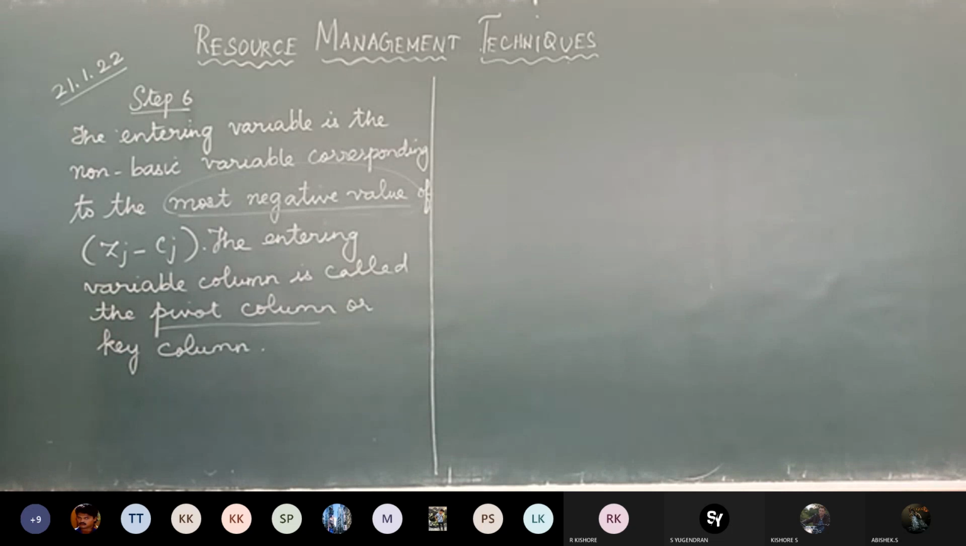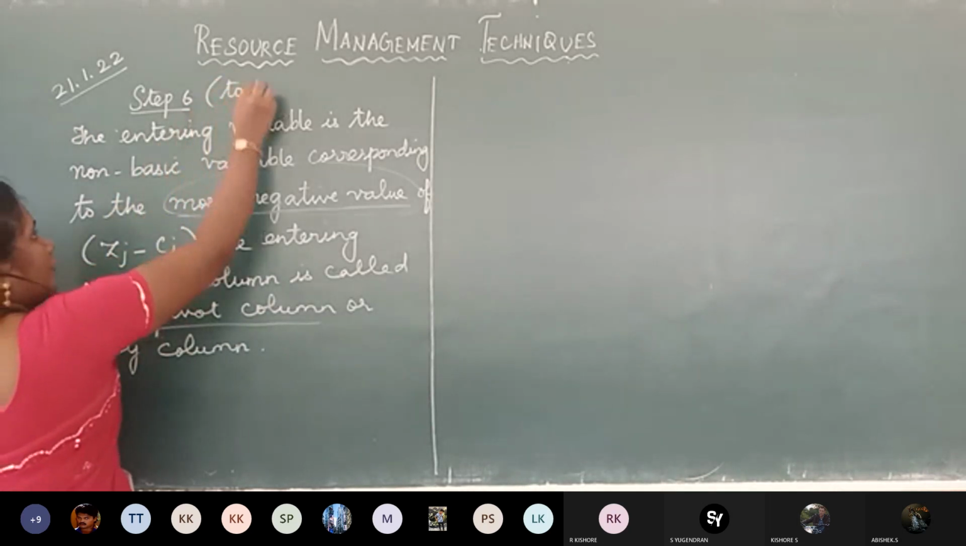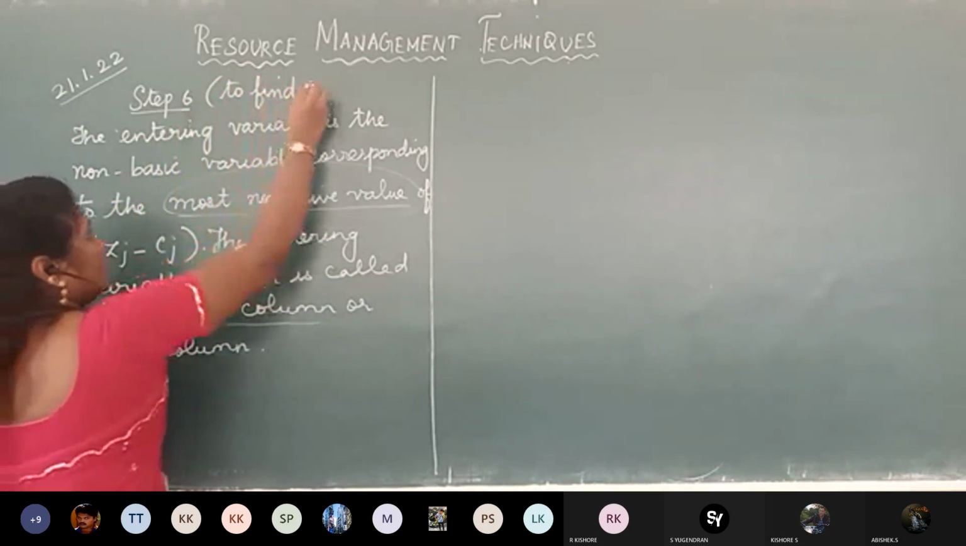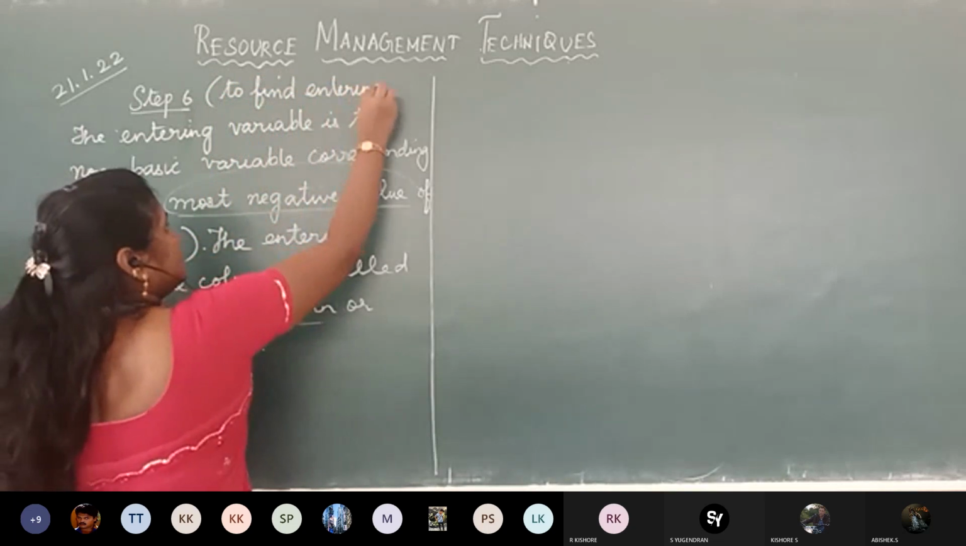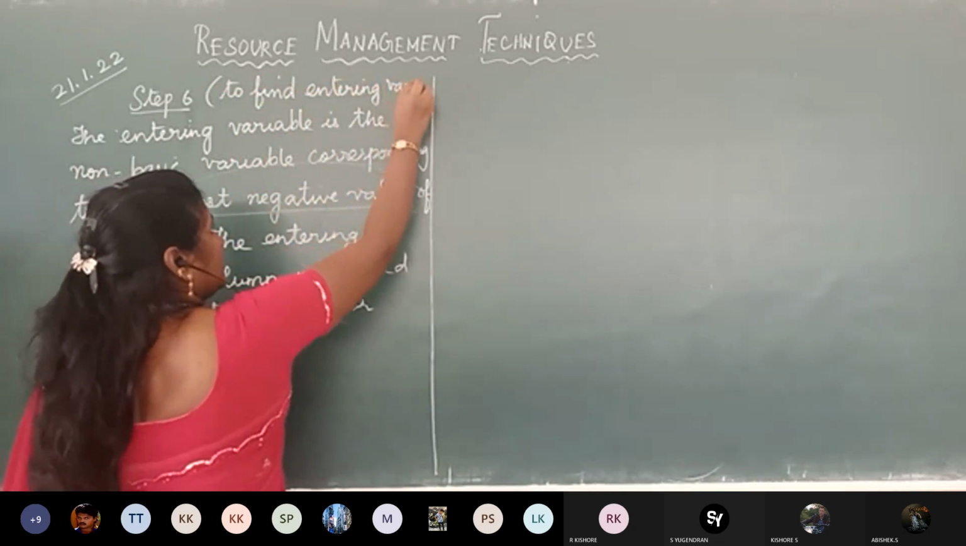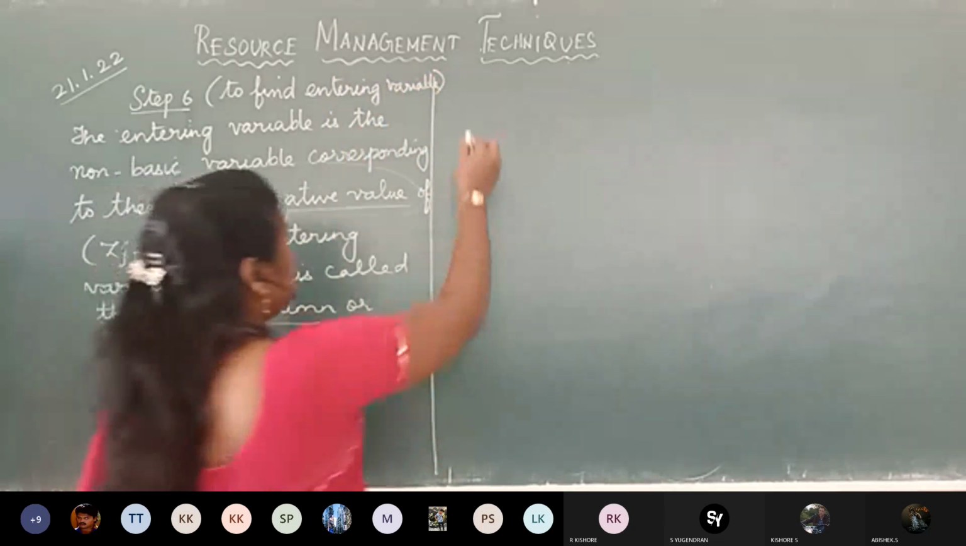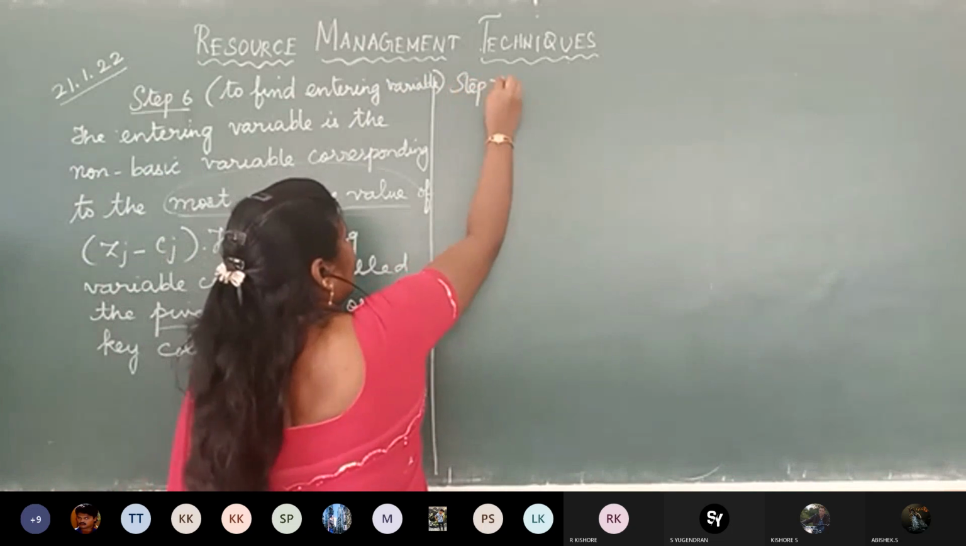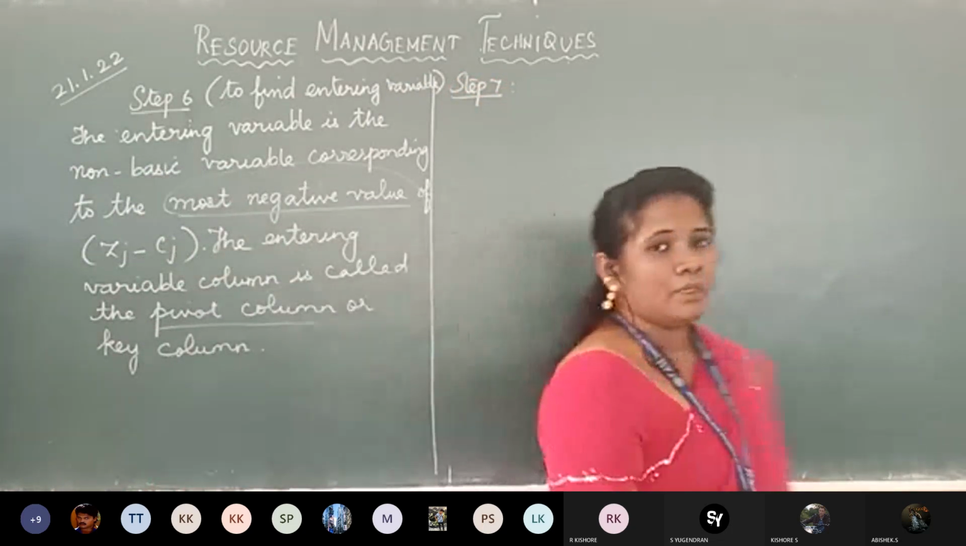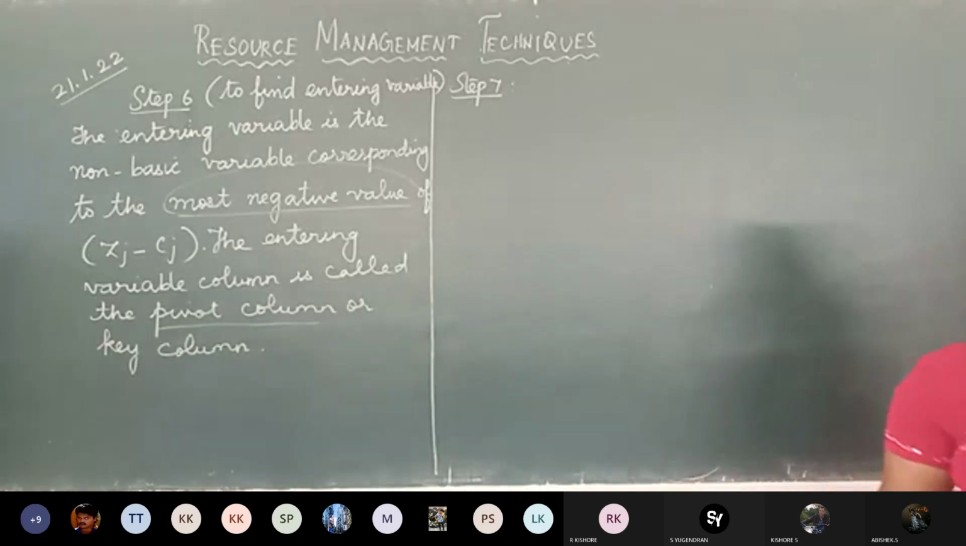Write your step 6. In brackets you can write: to find the entering variable. That is your step 6. Next will be step 7, in which you're going to find the leaving variable. Then write in brackets: leaving variable.